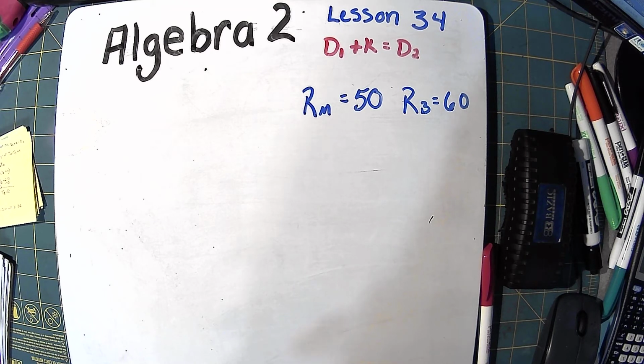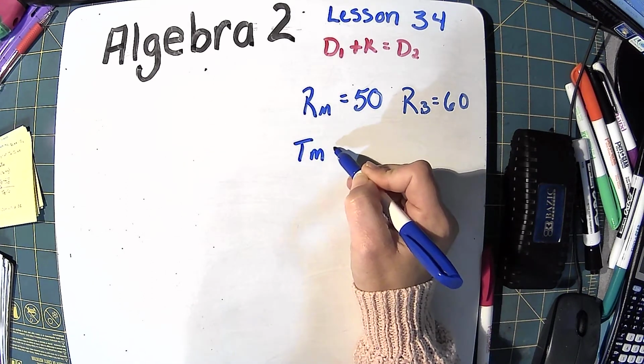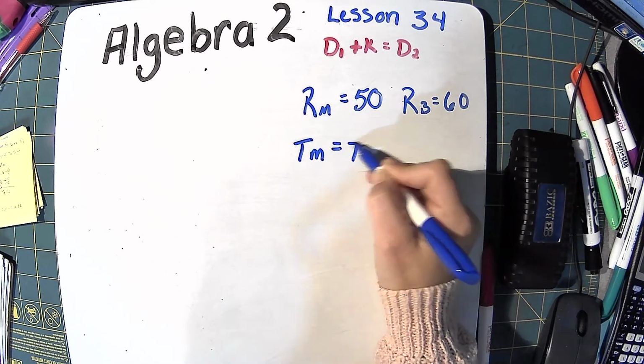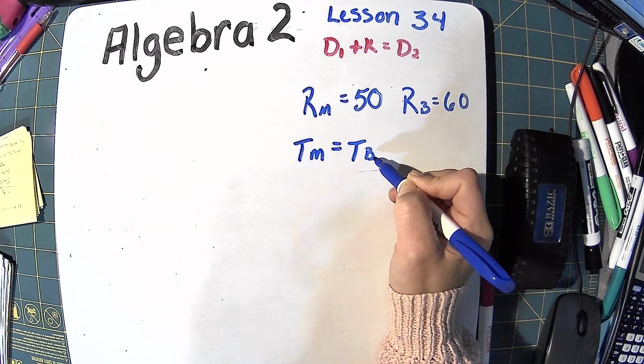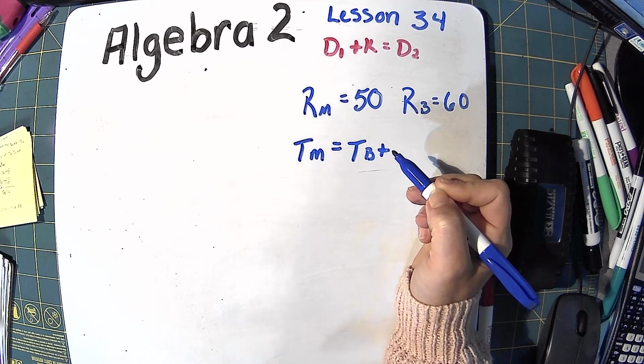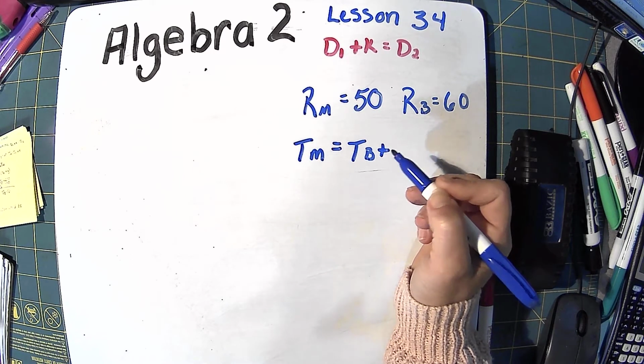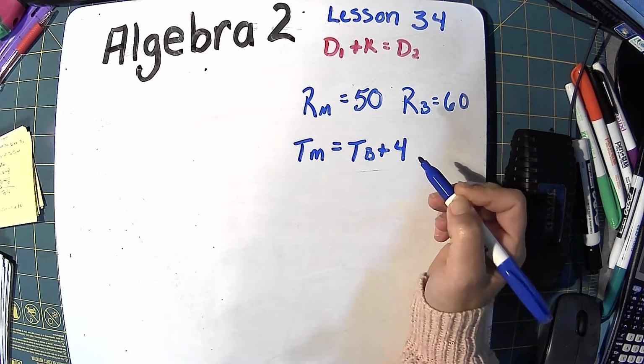Millicent began at 6, and then Beauregard started at 10, so the time of Millicent equals the time of Beauregard plus, okay, so she started at 6, and then he started at 10. That is 6, 7, 8, 9, 10, 4 hours apart, plus 4.